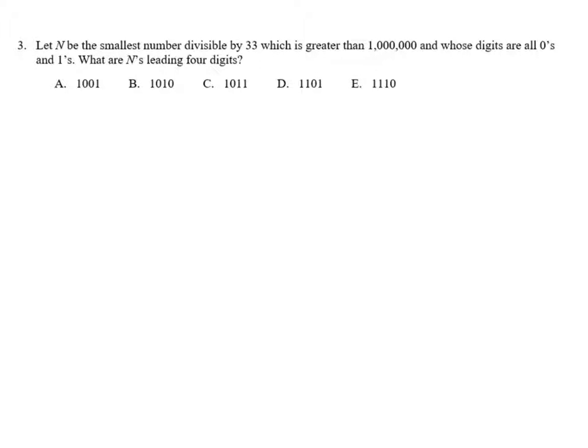So n is going to be some 7-digit number, so I'm going to leave 7 blanks here, and we're going to try and figure out what those digits are going to be. Now, we know that n is divisible by 33. That means it has to be divisible by both 3 and 11. Because it's divisible by 3, we know that the sum of its digits has to be a multiple of 3. But because it's built from zeros and ones, and there are only 7 digits, that means that the sum of the digits is either going to be 3 or 6.